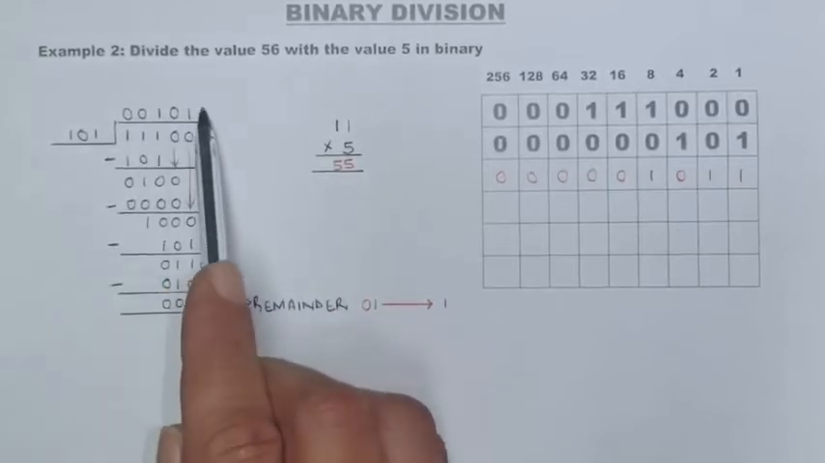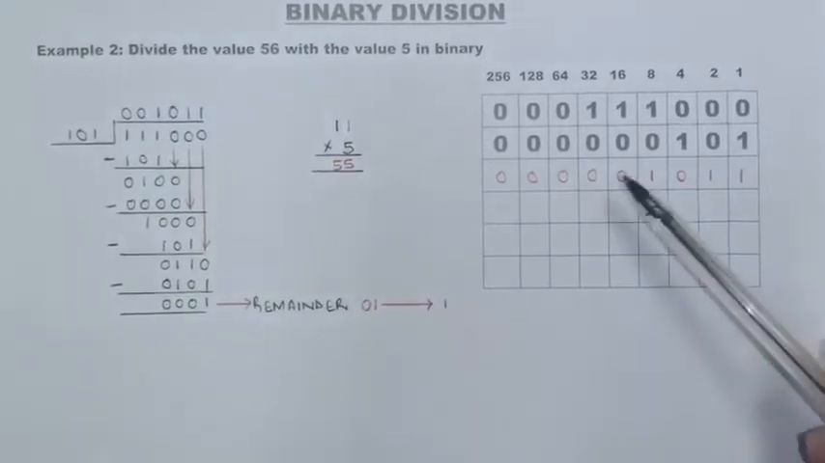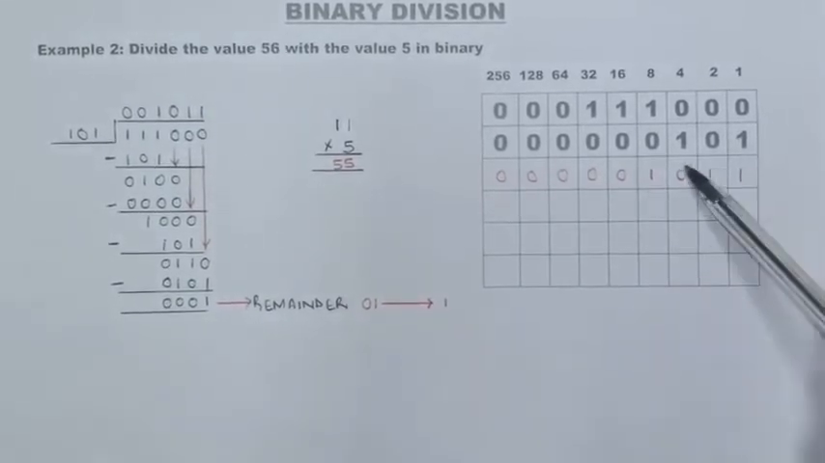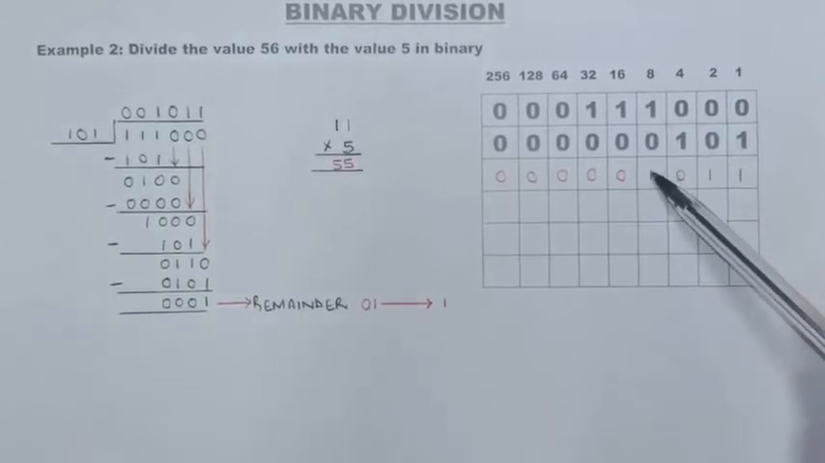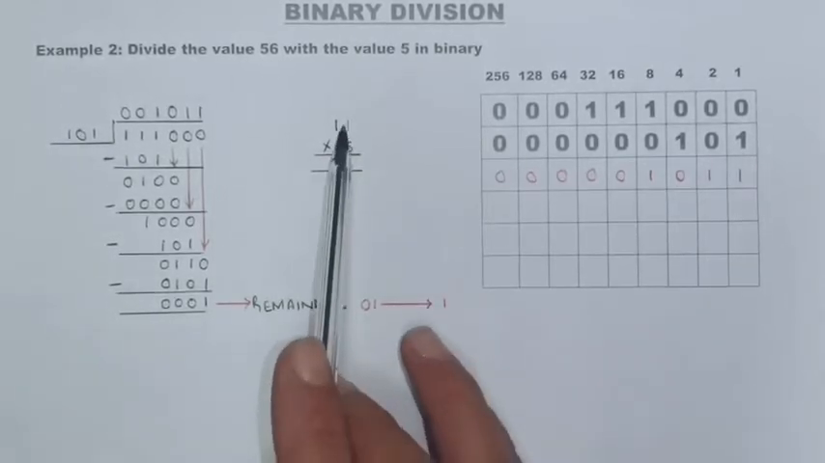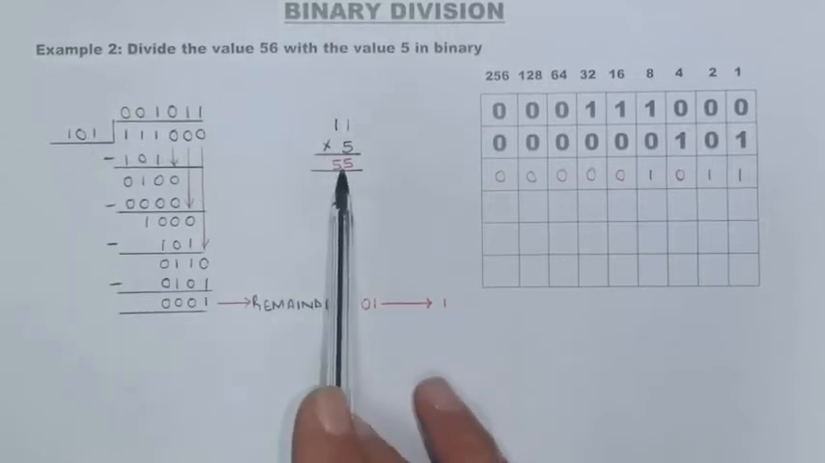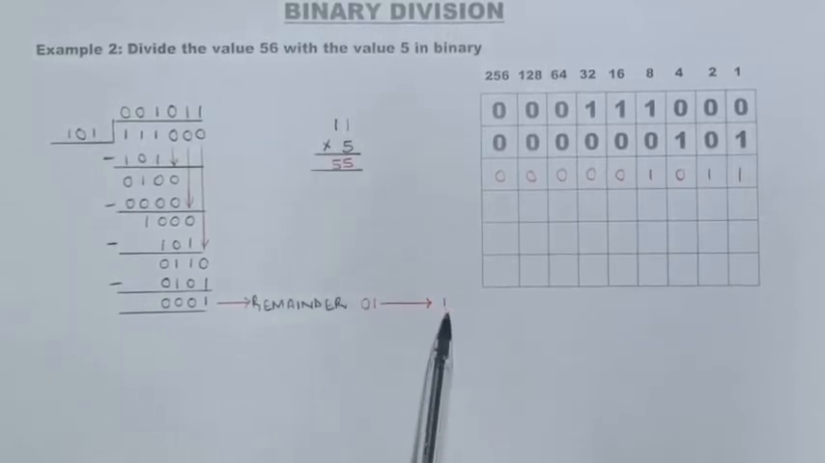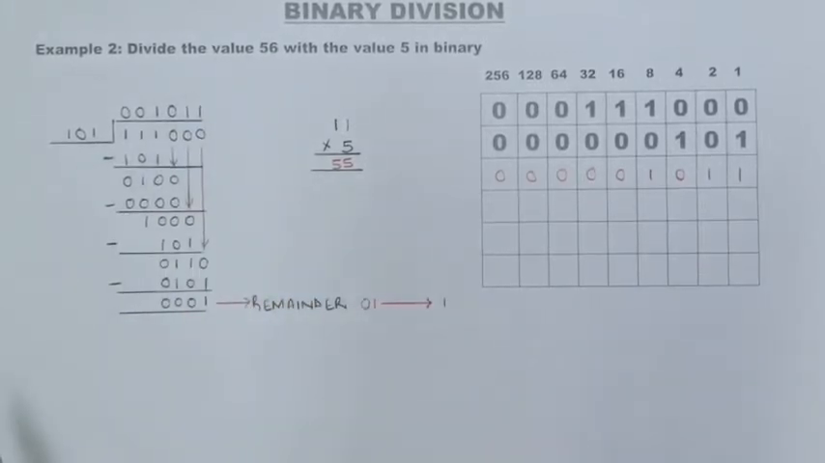The next thing that you do is you take that value, that binary number, and you put it into the code system, and you see what is the actual value in decimal. So that is going to be 8 plus 2 plus 1, which is 11. And then you say 11 multiplied by 5 is going to give me 55. And 55 plus 1, which is the remainder, is going to give me 56. Right, let's go to the next example.